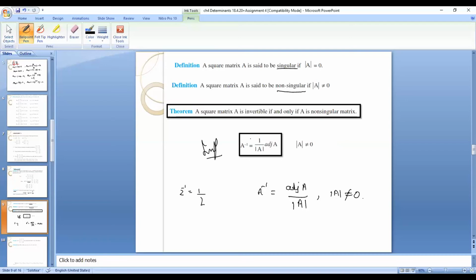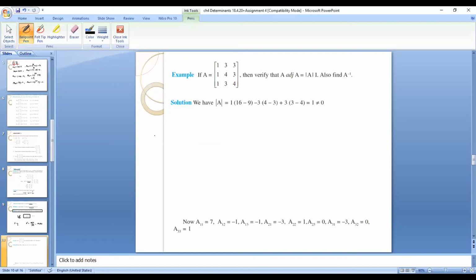That means we can take its inverse if and only if A is non-singular. Non-singular means A determinant should not be equal to 0. Now all the questions are related to this concept only.